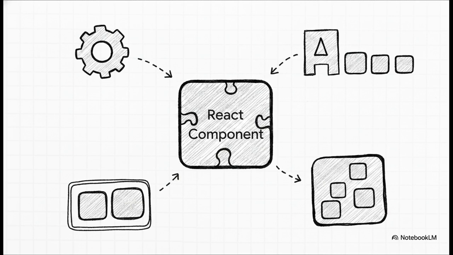First off, a component is just a standard JavaScript function. Second, the name has to start with a capital letter, Pascal case, so React doesn't confuse it with standard HTML tags. Third, it must return exactly one parent element. You can't just return two sibling tags, you gotta wrap them in a div or an invisible wrapper called a fragment. And finally, they're designed to be nested and reused infinitely, like Lego blocks.